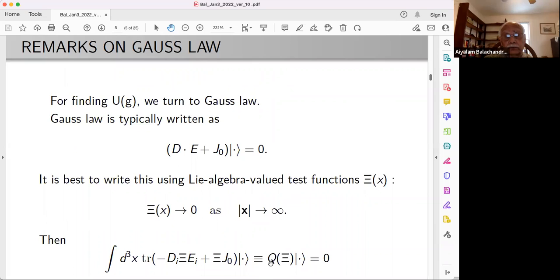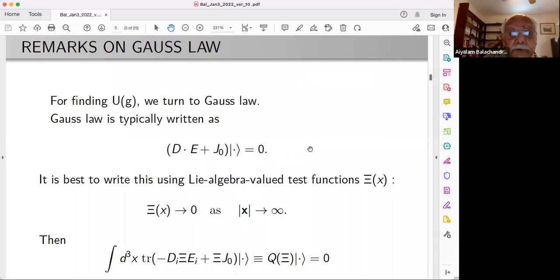So let me go and see what happens. Okay. So for finding this U_G, we turn to Gauss law. The Gauss law is typically written as the covariant derivative of E plus the current density acting on the vacuum is 0. This is how Dirac, for example, would write. But this is not a very good way of writing it.